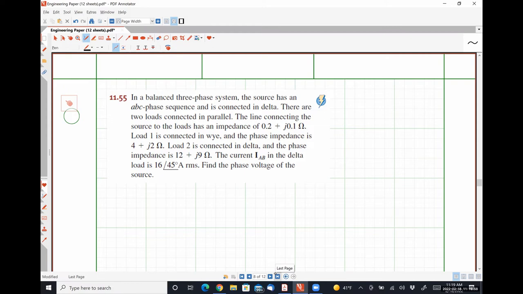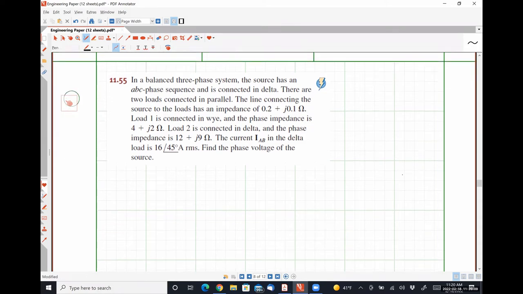So the first thing, I had originally drawn this circuit, but did not get recorded. So let's talk about how to draw something as annoying looking as this, because it's your first time having to do it. Our source is connected in delta. So I'm going to start with that.